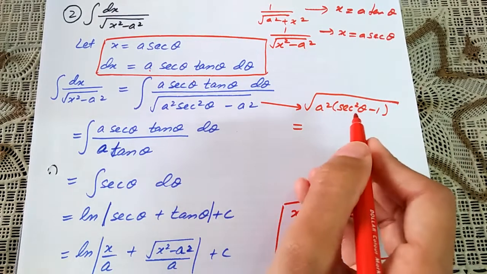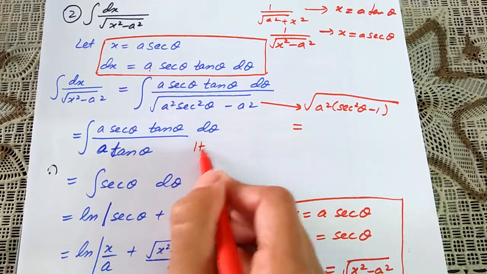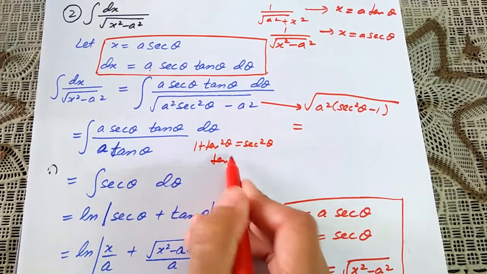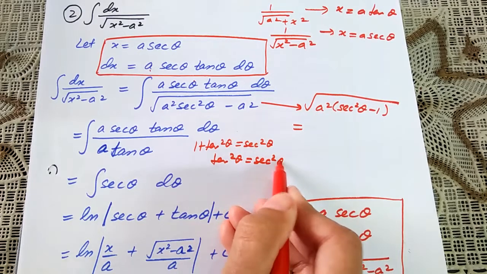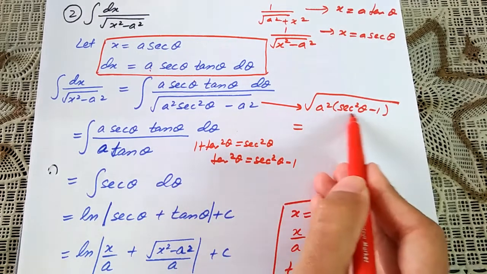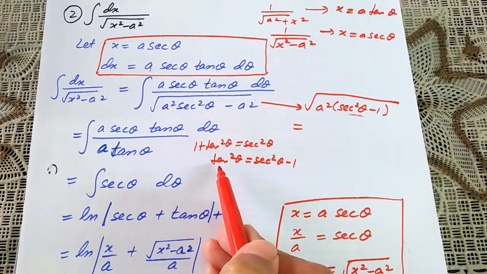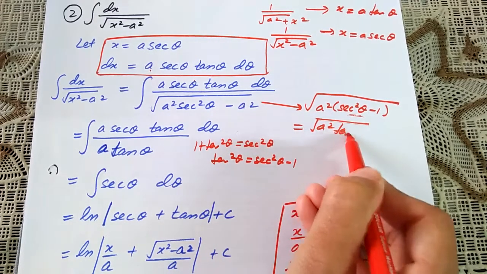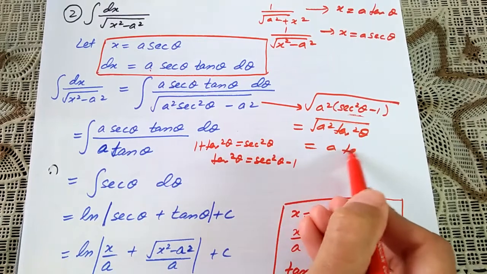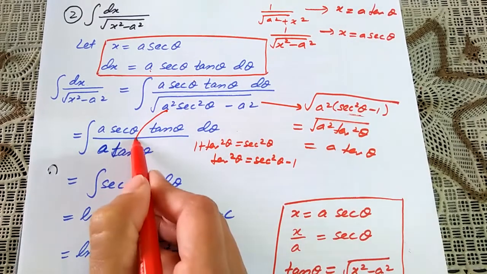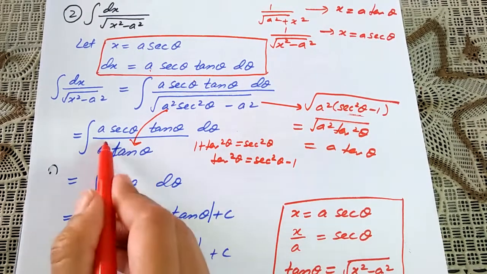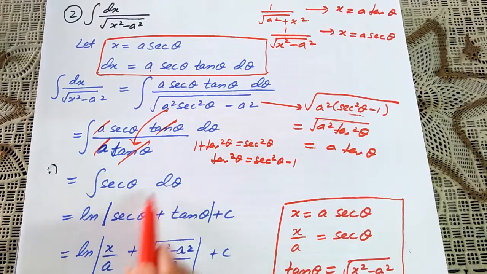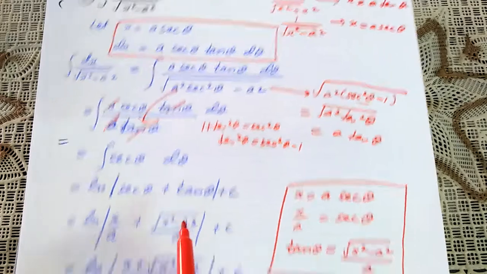Now you know that 1 plus tan square of theta is equal to secant square of theta. So tan square of theta will be secant square of theta minus 1. So we can replace this secant square of theta minus 1 with tangent square of theta. This will be a square tangent square of theta, so it will be a tangent of theta. So I have replaced this with this value. Now we can cancel a with a, tangent theta with tangent theta. So we got integral secant theta d theta and we know its answer.